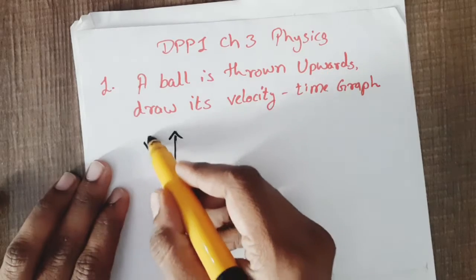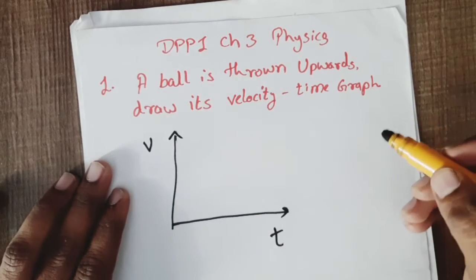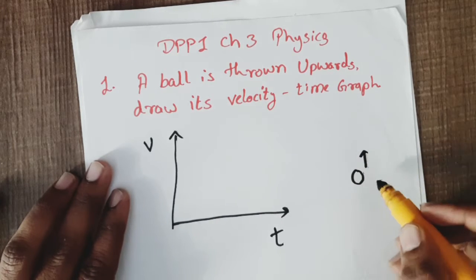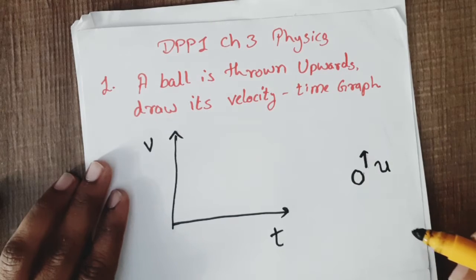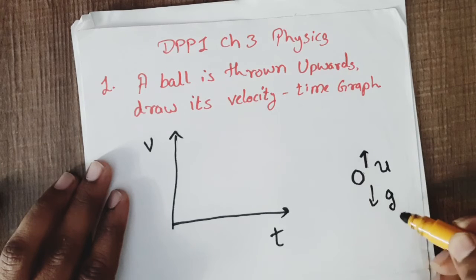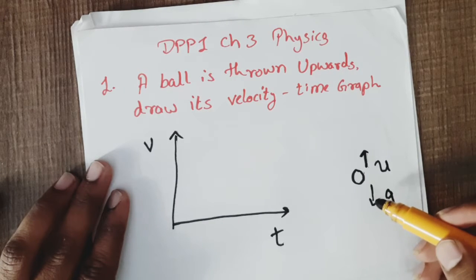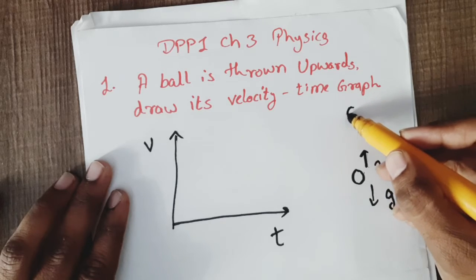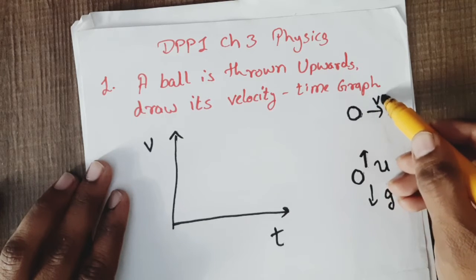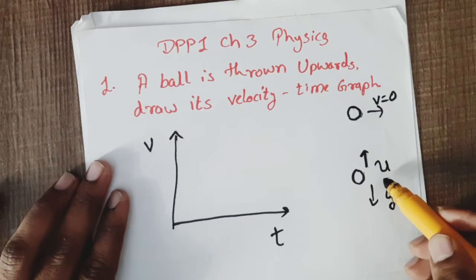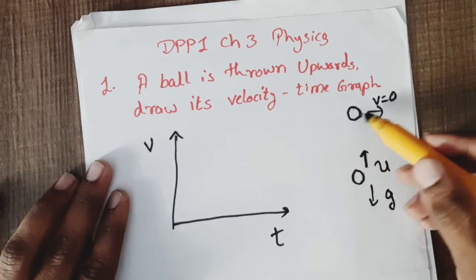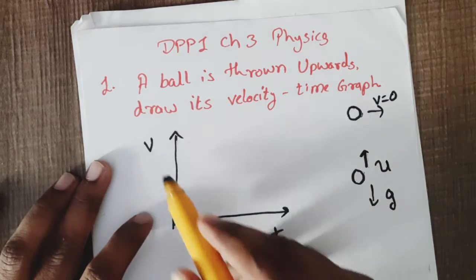So let us say this is my velocity axis and this is my time axis. Now ball is thrown upwards. Let us say this is the ball, it is thrown upwards. What will happen if we throw it with some velocity u? There is acceleration due to gravity g downwards, which will reduce this velocity u, and after some time, on reaching the maximum height, it will have velocity equal to 0. So initially it has some velocity u, and after some time its velocity becomes 0 as it reaches the maximum height. So we have to draw the velocity time graph.